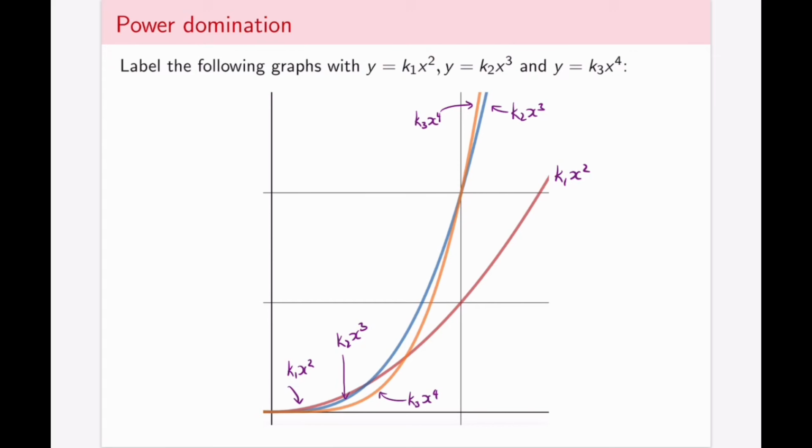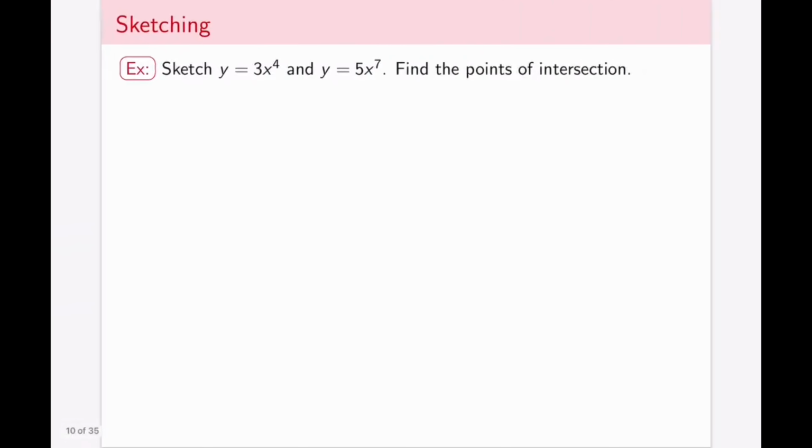Now, if we have two particular functions, not only can we determine the overall qualitative behavior, but we can start thinking about putting the actual scales on the axes and finding specific points of intersection. So let's take a look at this one here. We have 3x to the 4th and 5x to the 7th. We're asked to sketch them and then find the points of intersection.